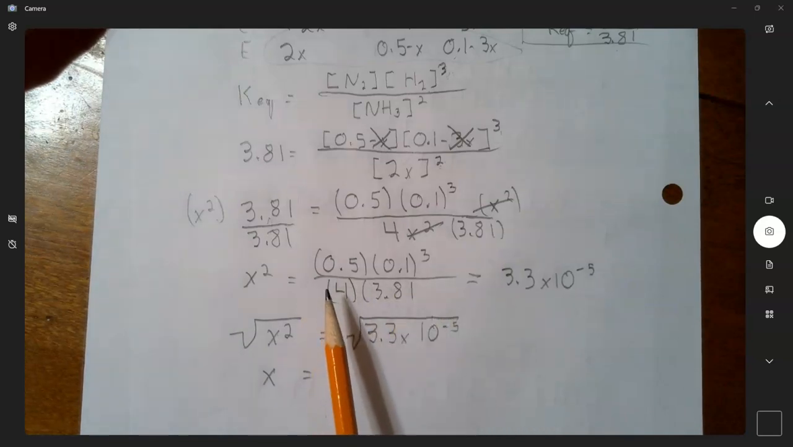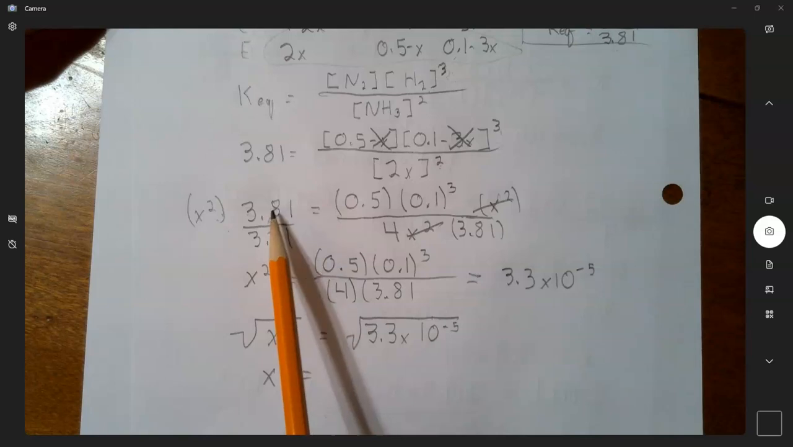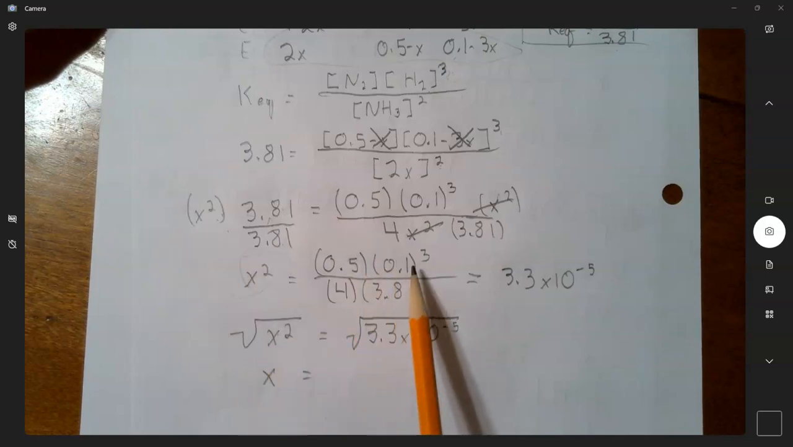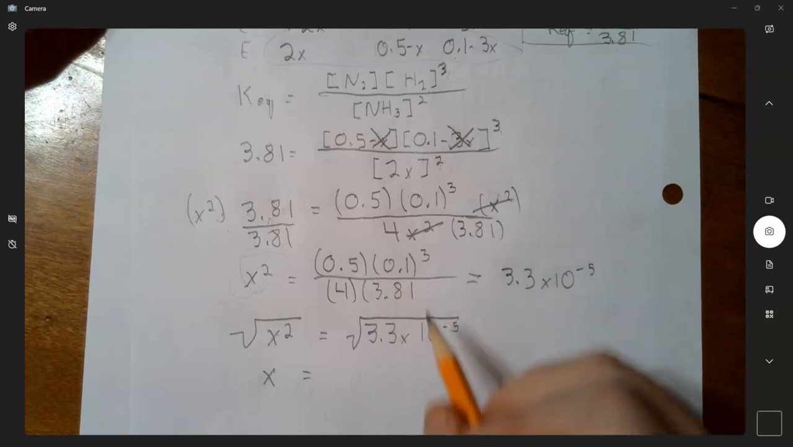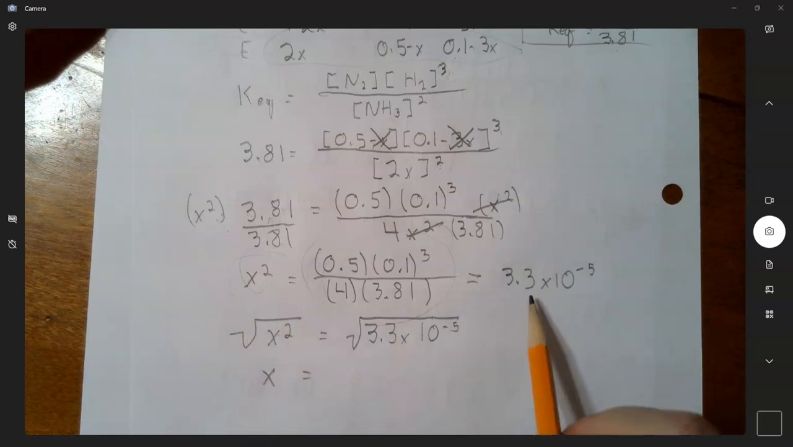It's just math though. Okay, so we multiplied both sides by x squared here and canceled on the right side. We end up with x squared equals times 3.81. Then we divided both sides by 3.81. And when you do all that, you end up with x squared by itself over here and everything else on this side. So the first thing we did is just do the math on this before you do the square root. And you end up with 3.3 times 10 to the negative 5.